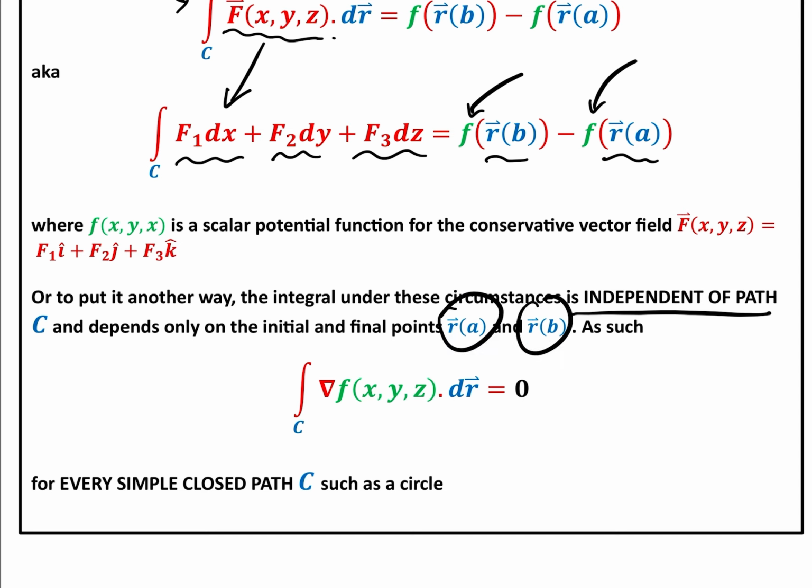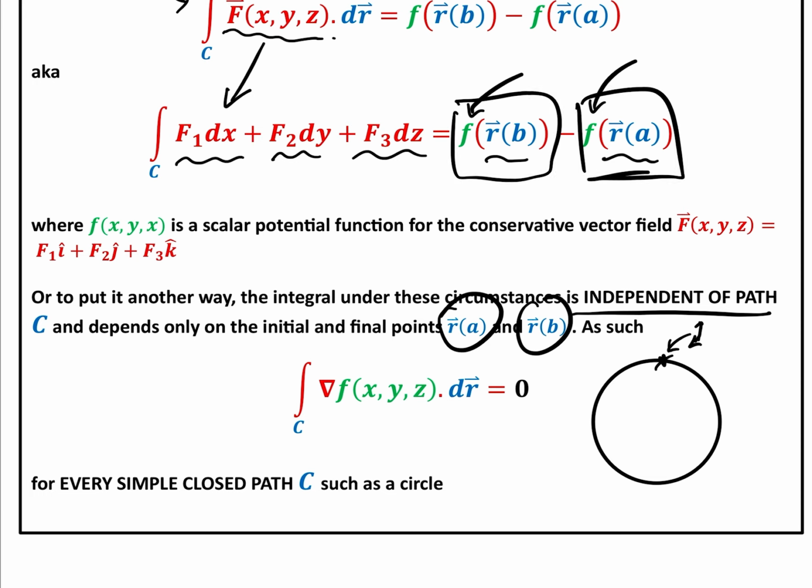And as such, if we went round a circle, for example, where our starting point and end point were both the same, then as we go round that circle, our value is only dependent on the end point value minus the beginning point value. If they're the same point, then clearly the integral must be 0, as long as the path C is a simple closed path. So let's put that into action.